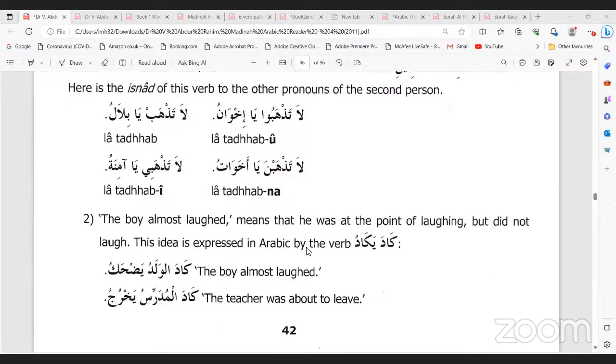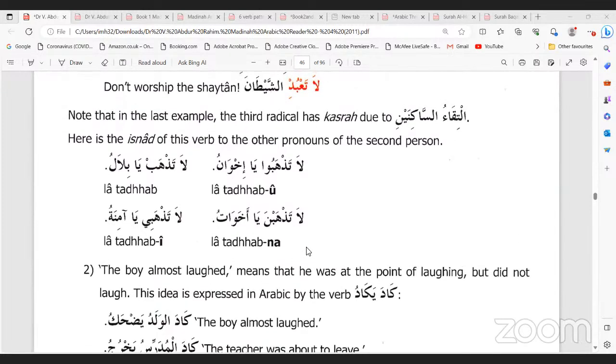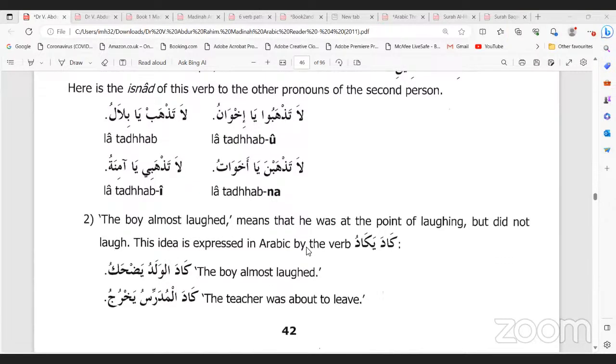So this one, I have questions. This one could be used only for the second person, right? Yes. Okay. So la tazhab ya Bilalu, la tazhabu ya ikhwanu, la tazhabi ya Aminatu, la tazhabna ya akhwatu.